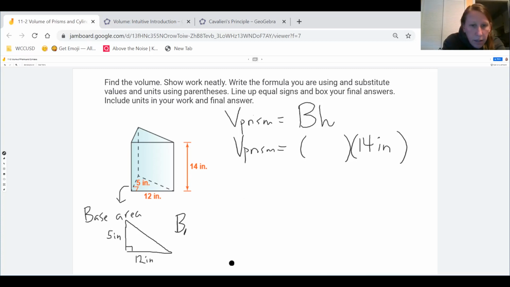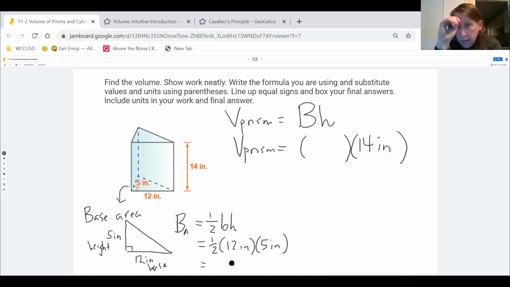All right, so who remembers the area of a triangle? It's half the base times the height. Well, this is the little base, right? It's not the base of the prism, but it is the base of the triangle. And this is the little height. So we're going to do half of 12 inches times 5 inches. Half of 12 is 6. So 6 inches times 5 inches is 30 inches what? Squared. Because we're doing area, we're counting the number of squares.